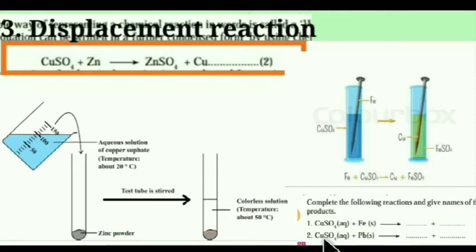Then the last reaction, there is CuSO4 solution plus Pb. So Pb displaces Cu, then formation of which products, here you write in your notebook.